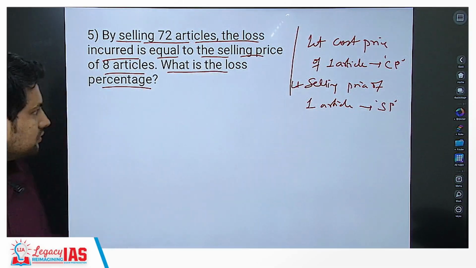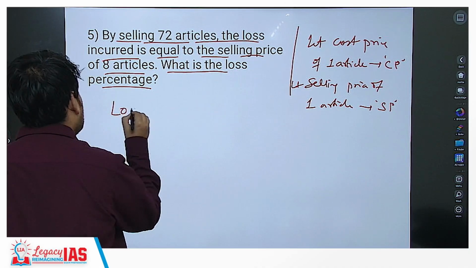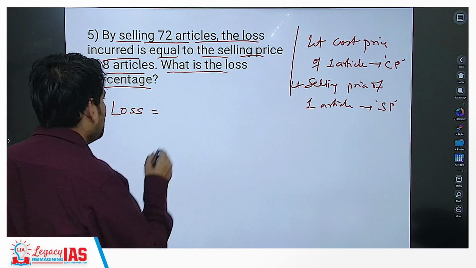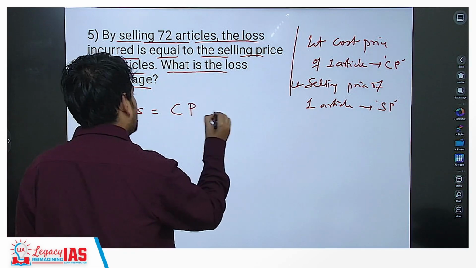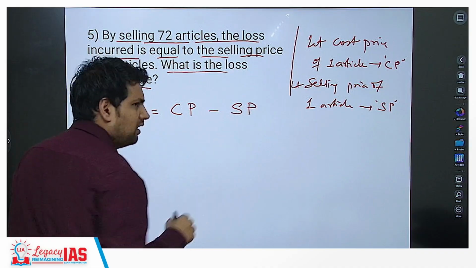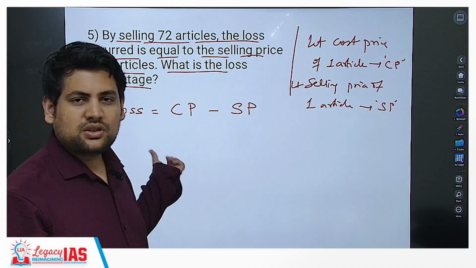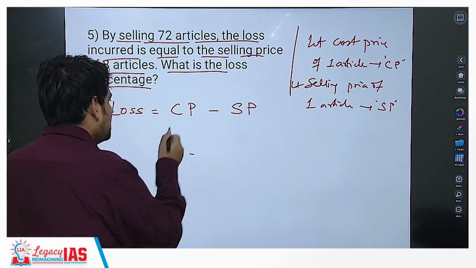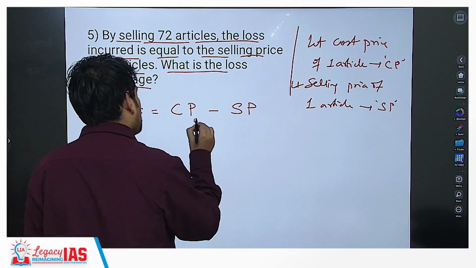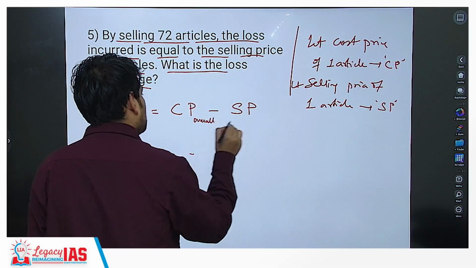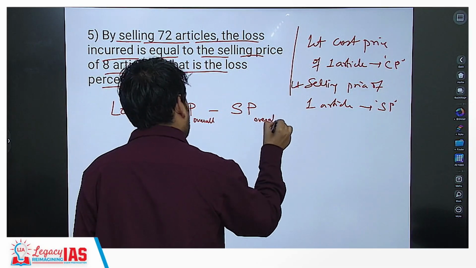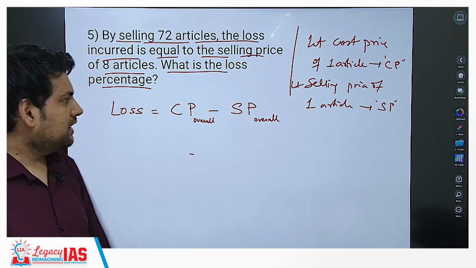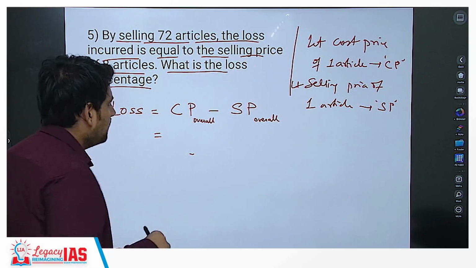Now, according to the question, he is suffering from loss. Correct? So, loss will be equal to what? Loss is actually cost price minus selling price. Correct? In case of loss, total cost price will be more than total selling price. Now, but this is what? Loss is in overall. So, this is overall cost price minus overall selling price. Understood?